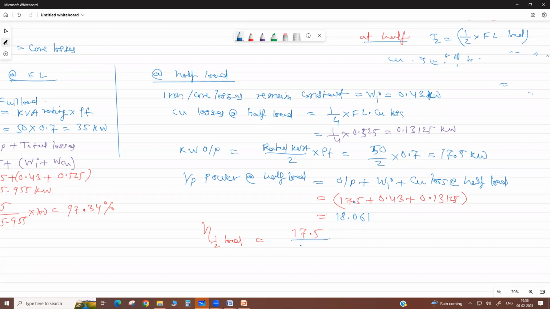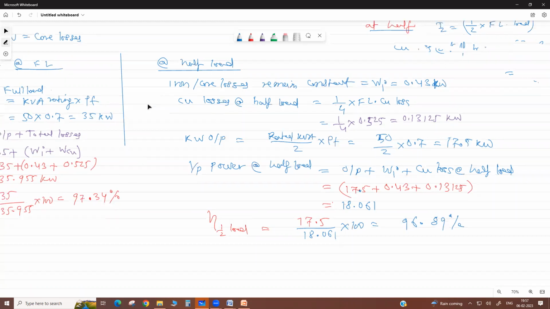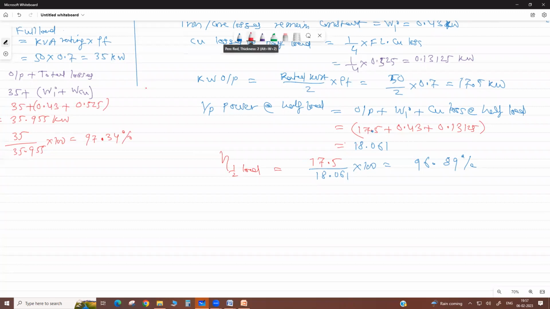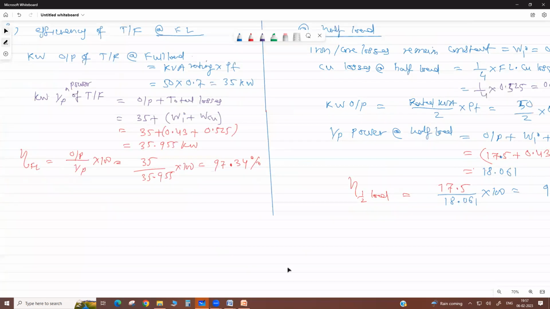This is clear now. This output divided by 18.061 into 100 gives 96.89% efficiency. That's why I told you every equipment, alternator, transformer, motors, they give the highest efficiency, means best performance, at full load conditions. If you reduce the load, your efficiency is reduced. Okay, got it? Now the first part we have calculated.